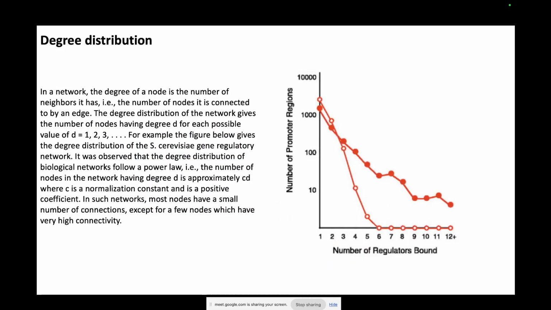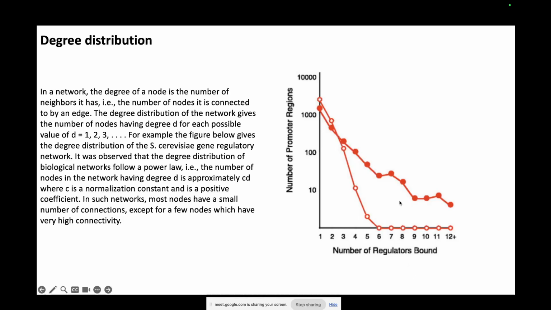So once you calculate these in degrees or out degrees, or the total degrees in the case of undirected graphs, you can make a degree distribution. In any network, the degree of a node is the number of neighbors it has. Technically, by neighbors you mean nodes that are connected by edges from that particular node. So the degree distribution of the network gives the number of nodes having degree d for each possible value of d. So you can have 1, 2, 3, 4 up to n degrees depending on your network.